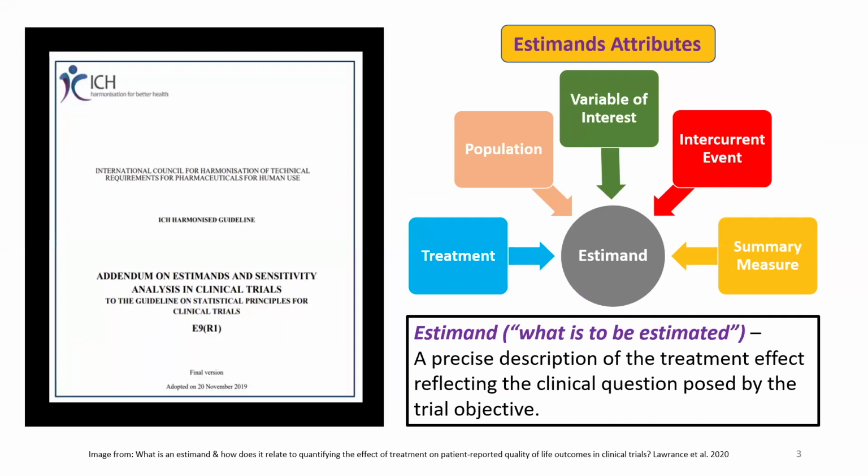The ICH E9R1 addendum, as shown on the left, has defined an estimand as the precise definition of the treatment effect reflecting the clinical question posed by a particular trial objective. A short and sweet way to say it is, what do you want to estimate? Or what is it to be estimated? When constructing an estimand, the study sponsors need to consider 5 key attributes: the treatment, the population, the variable or endpoint, the population level summary, and the strategies to handle the intercurrent events.